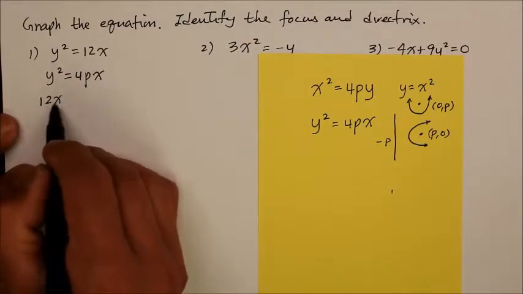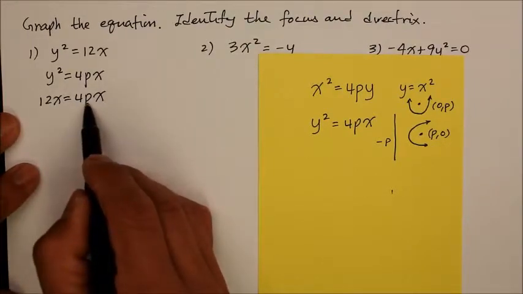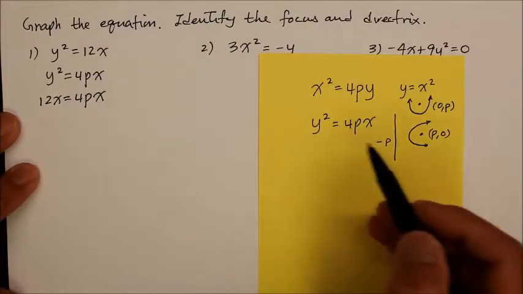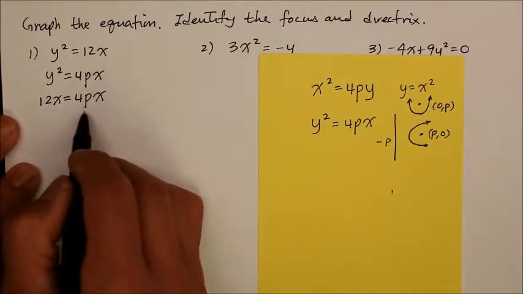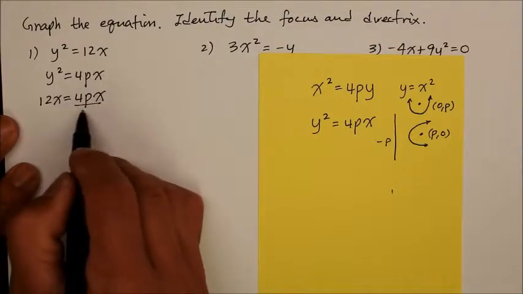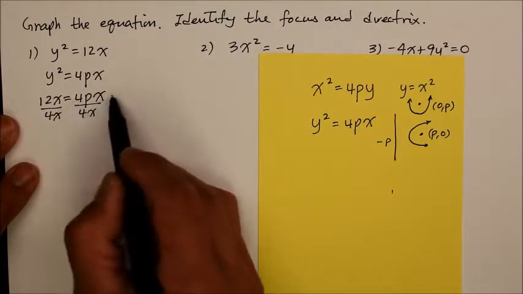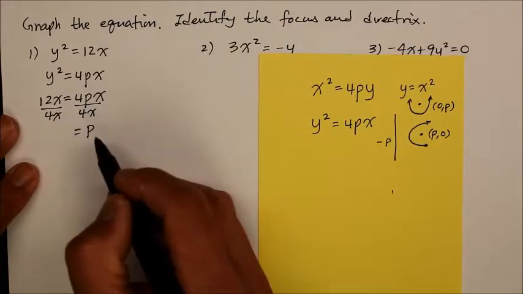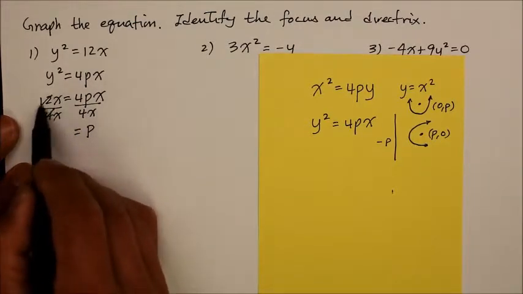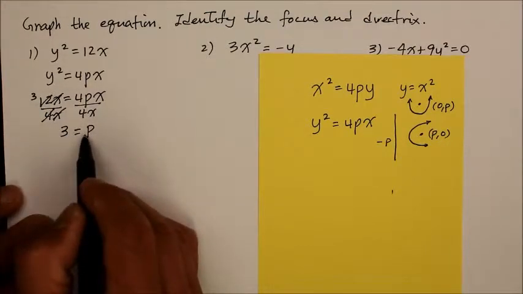It becomes 12x is equal to 4px. Now what we're trying to do is solve for p. And since it's in a function of y, the p is going to be given as the coordinate x and 0. The p is going to be at the x value. So to solve this, we're going to get rid of the 4 and x by dividing 4x to both sides of the equation. As a result, on the right side, the x and 4 simplify to become a p. And on the left side, the 4 reduces to 12 3 times, and x is simplified. So the p value is 3.